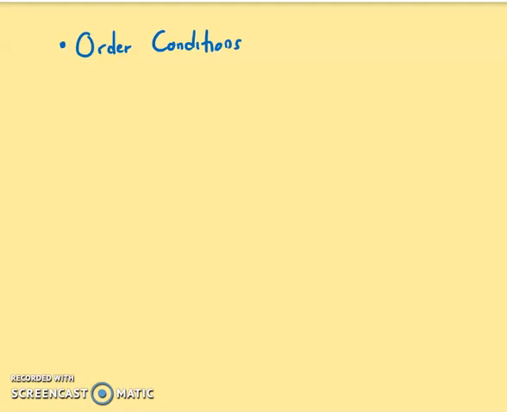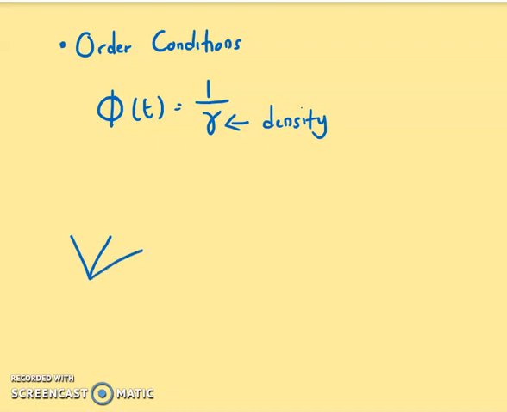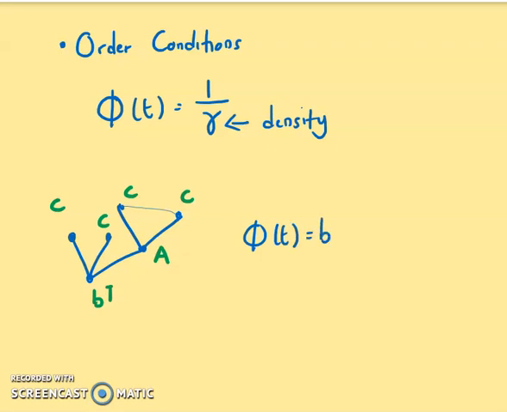Okay, so the last one will be the order condition. The order condition for a tree is denoted by psi t equals 1 over gamma, which is your density. We didn't look at how to determine density. Okay, so for this tree, first write down the elementary weight. So we have b transpose c squared a c squared.